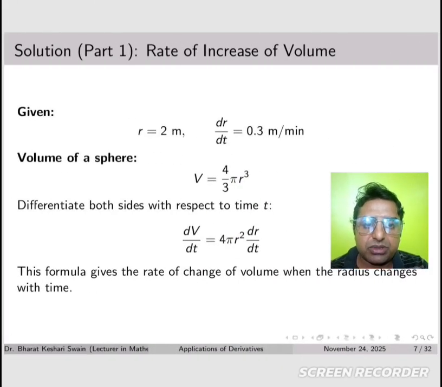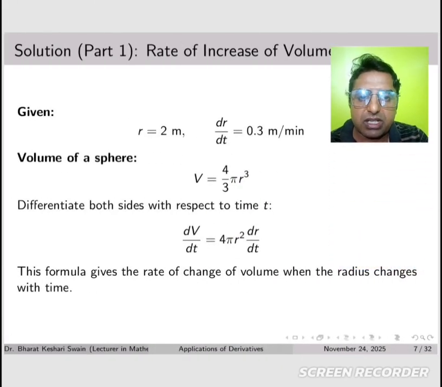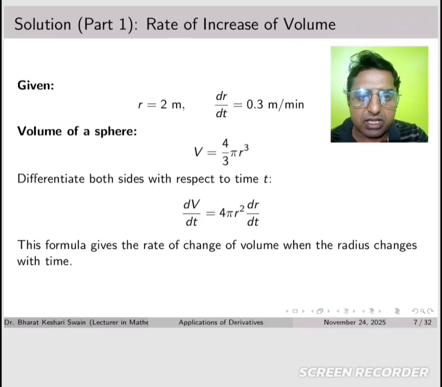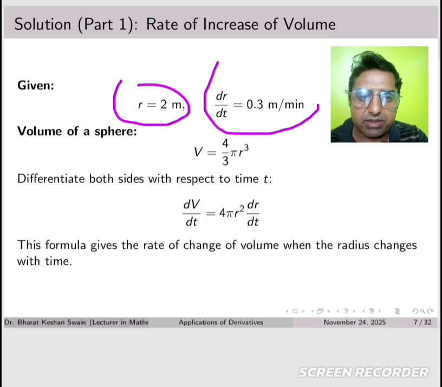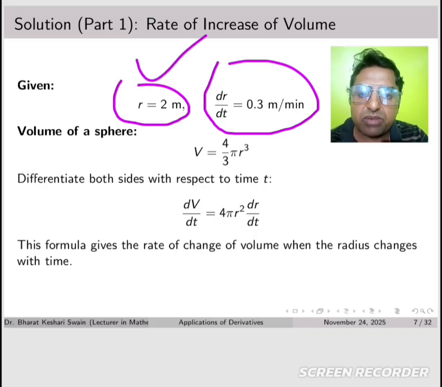This is the solution. What is given? r equal to 2 meter. Already we have read in the previous page that r equal to 2 meter radius. Then the rate of change of radius is given, that is 0.3 meter per minute. And so if r is equal to the radius, that is 2 meter, then what will be the volume? So the volume of the sphere, we know the formula is 4 by 3 pi r cube.